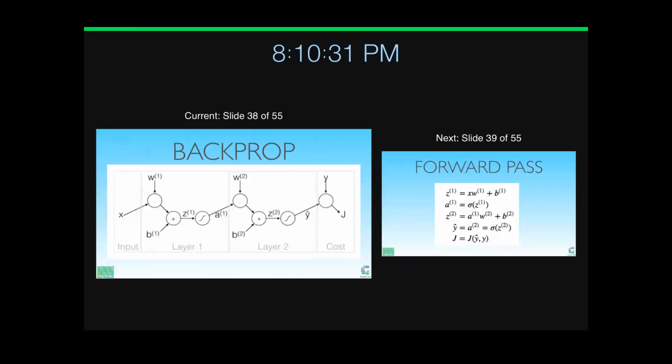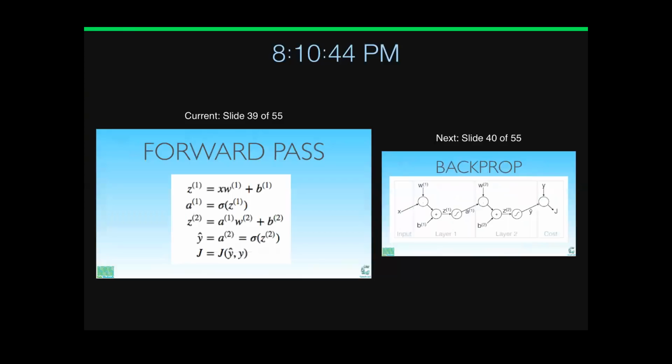Well, it's linear if this were a linear regression, but you have these non-linearities, and so you have non-linear dependencies with respect to B as well. Okay, so this is the forward pass. Let's read through it.